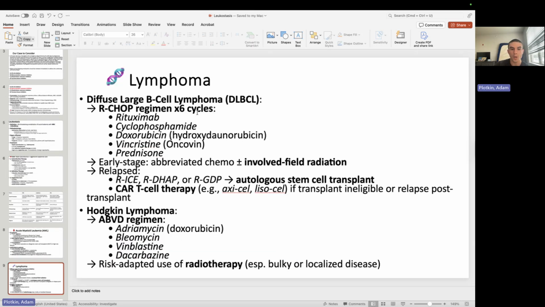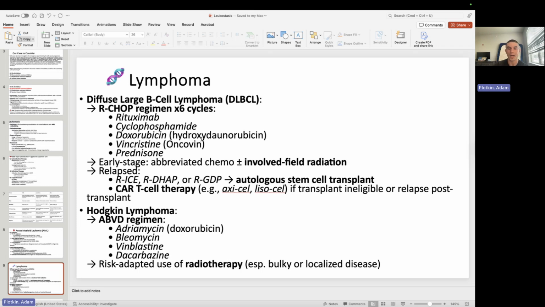All right, lymphoma, we're going to use our R-CHOP. Again, another really high yield one I would know for going into your step 2 exam. So that's exactly what it sounds like, right? R is rituximab. C is cyclophosphamide. The H, the doxorubicin, right? So in the same family as what we just talked about, daunorubicin, it's an anthracycline.